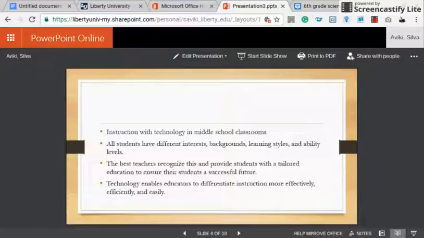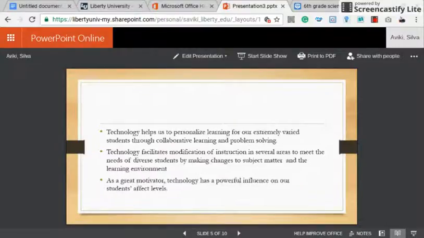Technology enables educators to differentiate instruction more effectively, efficiently, and easily. Differentiated instruction is a way of looking at instruction that is centered on the belief that students learn in many different ways. Differentiated instruction powered by technology assists us in our endeavor to meet the physical, intellectual, and emotional challenges and needs specific to middle school learners.